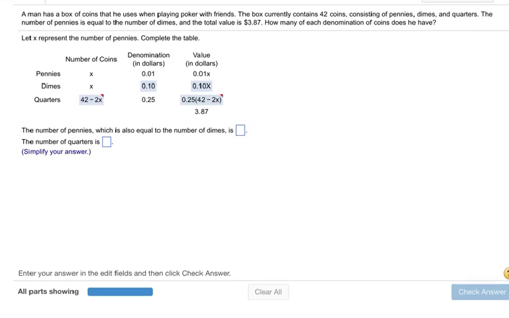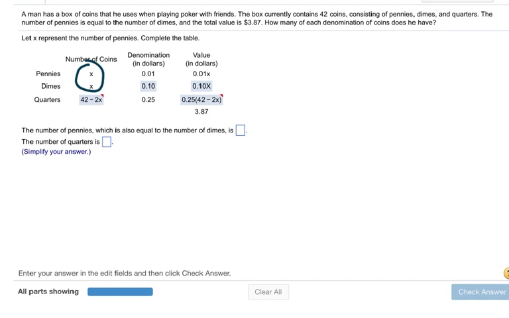So in this problem, they tell you that there are an equal number of pennies and dimes, which is why over here they have X and X represented for pennies and dimes, because whatever amount of pennies you have, say it was 5 or 10, you'd have the same amount of dimes.